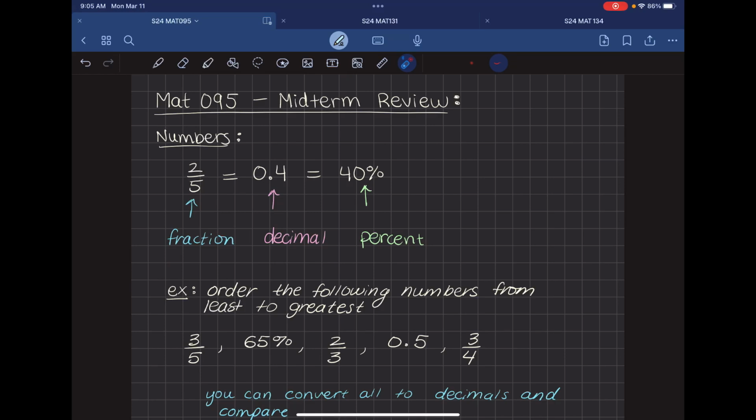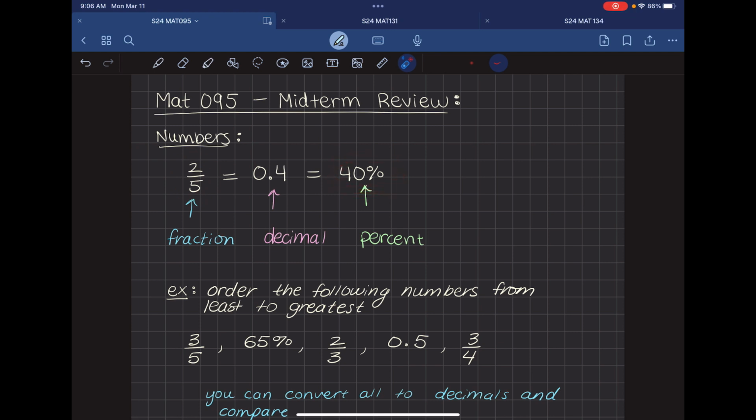Okay guys, so we're going to review a couple things for the midterm. So the first thing is going to be stuff with numbers. Basically, one of the main things is knowing that each number has a decimal form. If it's rational, it may have a fraction form, and then it also has a percent form.